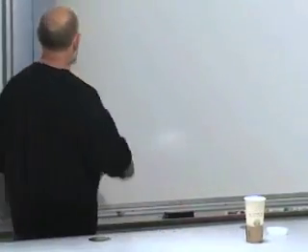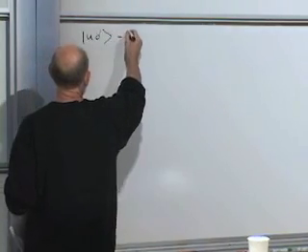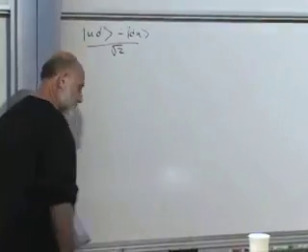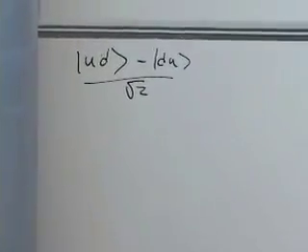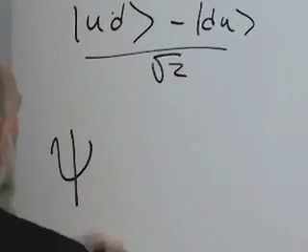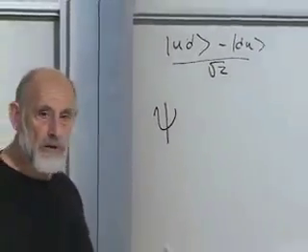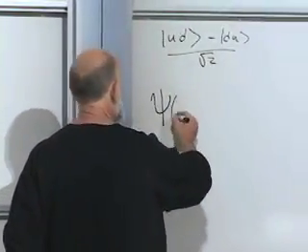Okay, so what is it? It's by definition up, down, minus down, up, divided by square root of 2, right? But let's write that in terms of a wave function of two variables. Psi has two entries. The first entry represents spin number 1. The second entry represents spin number 2. And here are the values that psi has.